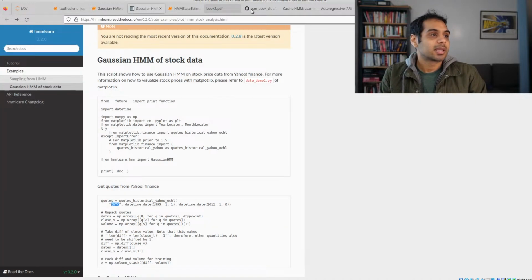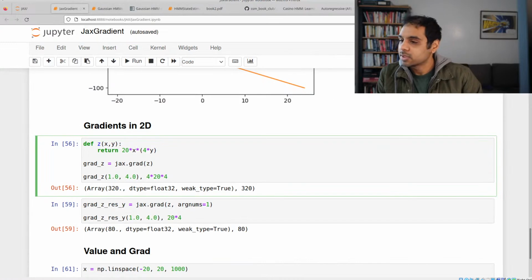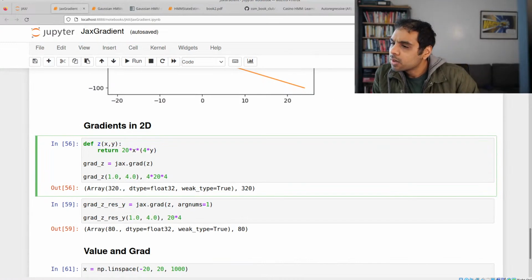All right, let's get back to our chat. I don't think it's clear why you would use JAX in a situation like this over PyTorch or a similar package. What did JAX add here?